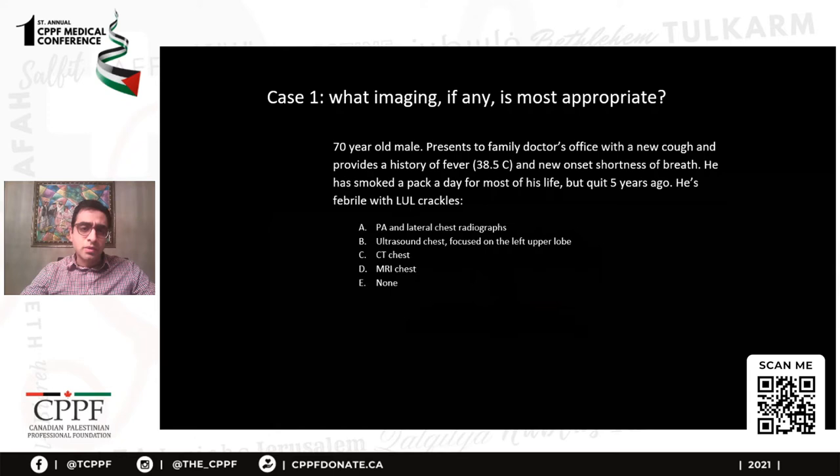So suppose you are a physician and you are facing this clinical scenario. A 70-year-old male presents to a family doctor's office with a new cough and has a fever at 38.5 degrees associated with shortness of breath. He has a history of one pack a day smoking for most of his life, but he quit 5 years ago. He has left upper lobe crackles. What's the optimal imaging modality? Would it be PA and lateral chest radiographs, ultrasound chest focused on the left upper lobe, CT chest, MRI chest, or no imaging? Please answer on Slido.